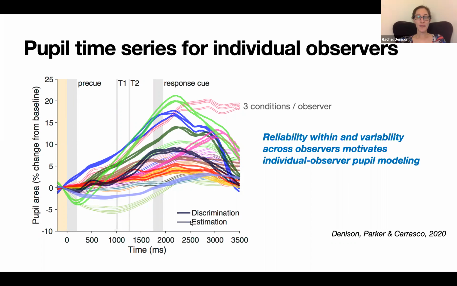So for example, here are the three conditions from one observer. And here we had 21 data sets, 9 for discrimination, 12 for estimation. 3 observers completed both tasks. And what I want you to notice in this plot is that the pupil time series varies a lot across observers, but it is very reliable for a single observer in different conditions.